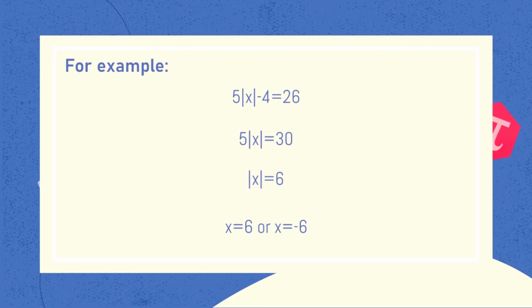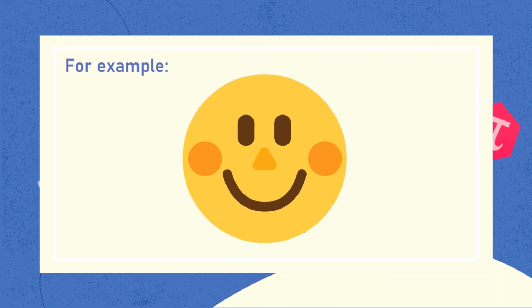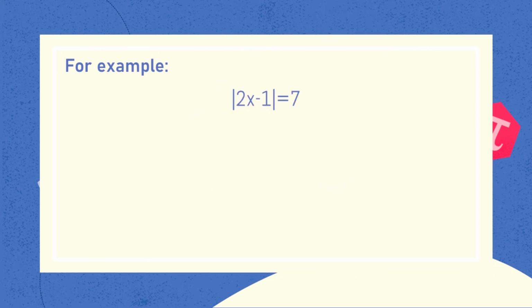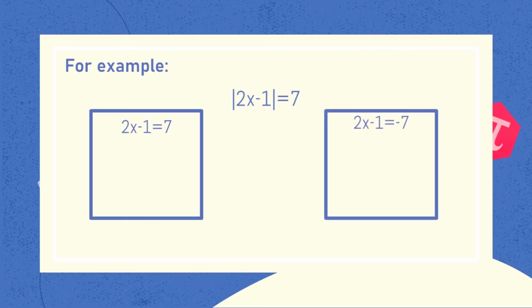Now, in solving equations with an absolute value, always remember to solve everything inside and remove the bar sign. For example, the absolute value of 2x minus 1 is equal to 7. We have to solve two equations to find the possible values for x. Our two equations will be 2x minus 1 is equal to 7, or 2x minus 1 is equal to negative 7.